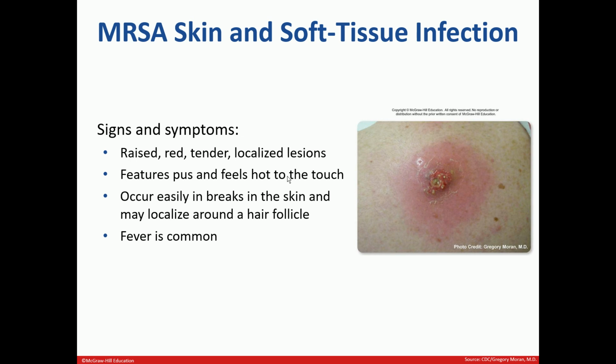And in these kind of infections, sometimes there is a fever also. People get fever, and usually these kind of skin infections or skin lesions occur where there are breaks in the skin, and they can also localize near the hair follicles. You must have seen sometimes some skin lesions occur near the hair follicles.